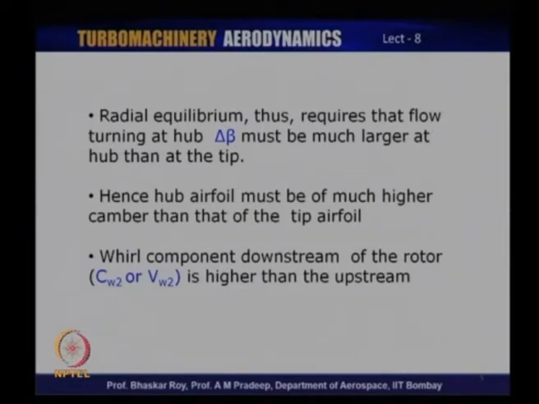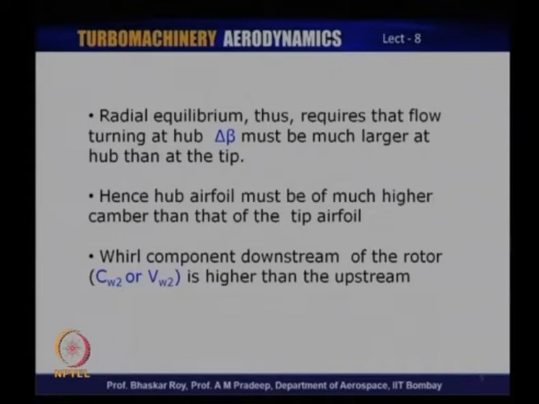So, the tip aerofoil is likely to be a flatter aerofoil, low camber aerofoil, and the hub aerofoil would be a high camber aerofoil. As you can see, the camber would indeed vary from hub to tip, which means you would essentially have different aerofoils at the hub and at various sections all the way up to the tip. So, they are indeed different aerofoils, not same aerofoils.